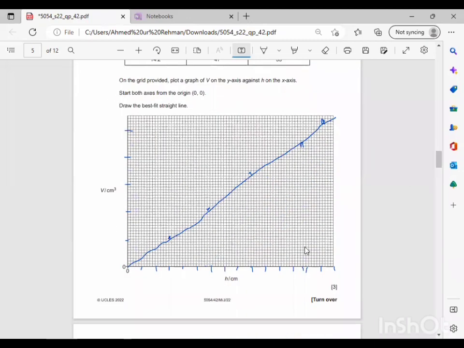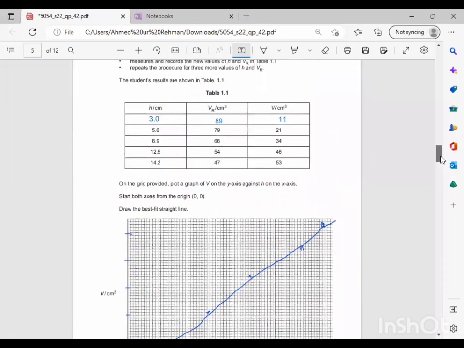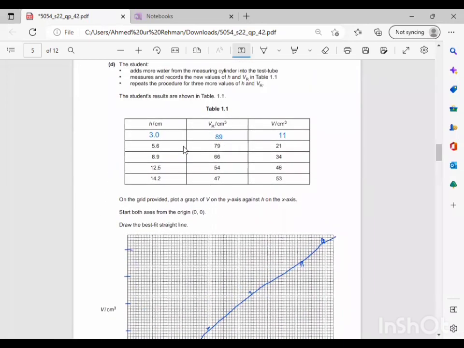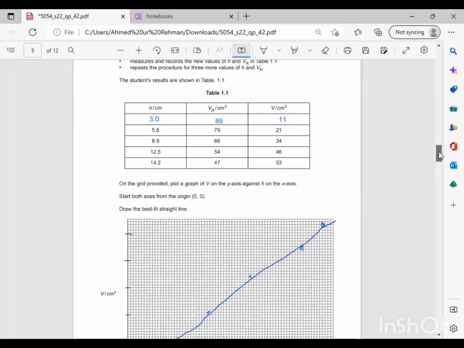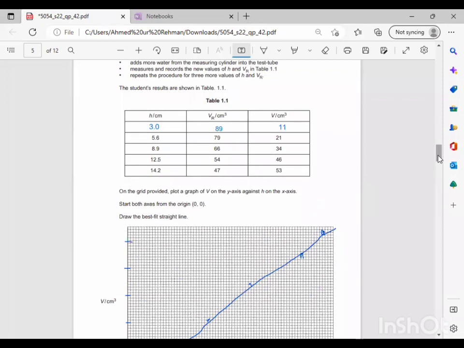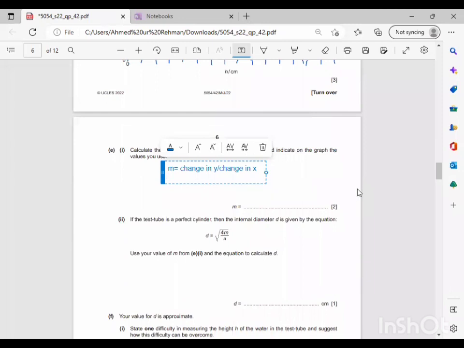For example, now here I have V and H. So I'm going to take 5.6 and 21, and 8.9 and 34. So for example, these are my 2 points, and the units are not changing, so I don't have to convert to SI units. It's still centimeter here. And I also need to mention the unit of gradient.